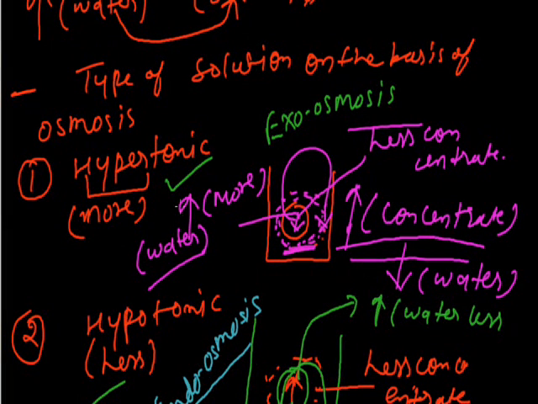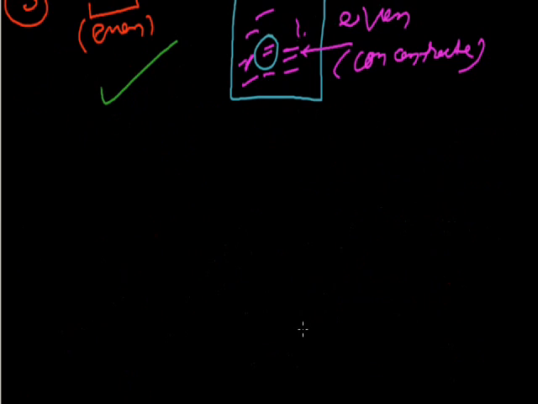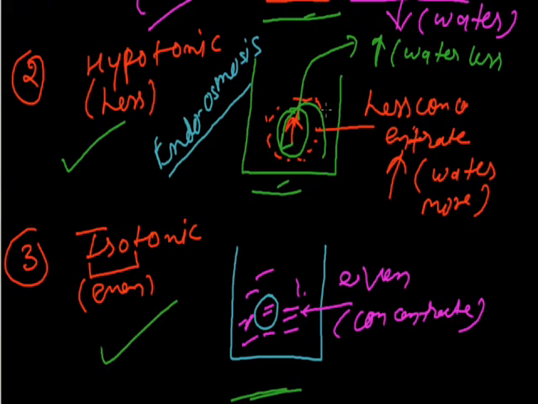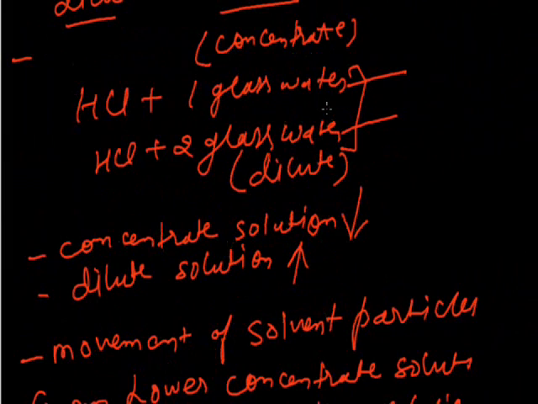Hyper means more. It means every time we have to compare the inner medium with the outer medium. If the outer medium is more concentrated, that is hypertonic. If the outer medium is less concentrated, that is hypotonic, and if the outer medium has even concentration, that is isotonic. And we have already discussed that the concentrated solution has less amount of water, and the dilute solution has more amount of water.